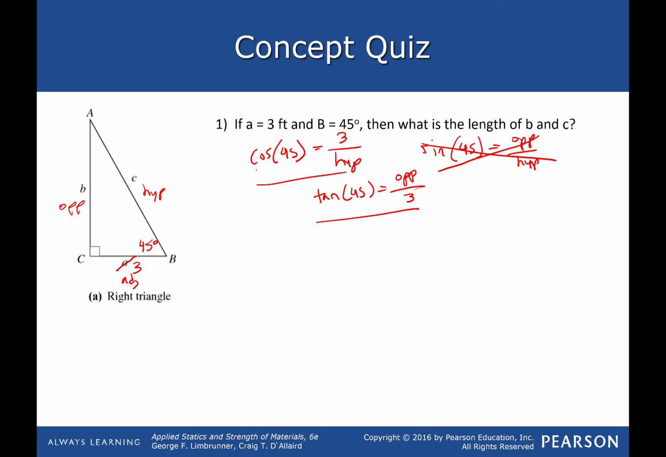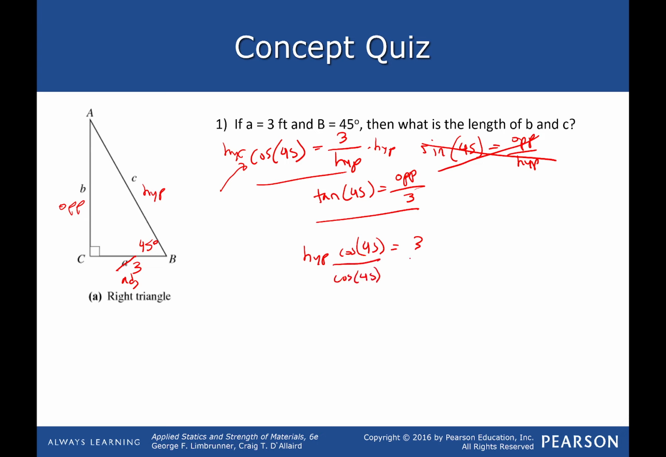First off, I'm going to solve for this one right here. I've got to do a little bit of algebra, so let's do that part together. First, I'm going to multiply both sides by hypotenuse. So what I'll get is hypotenuse times cosine of 45 degrees is equal to 3. Then I'm going to divide both sides by cosine of 45.